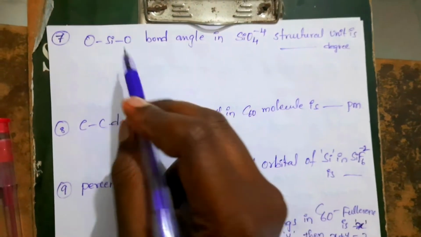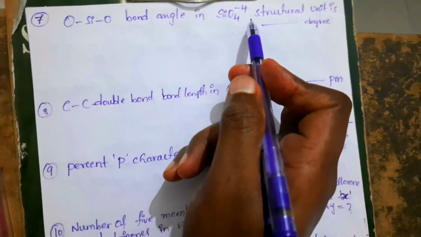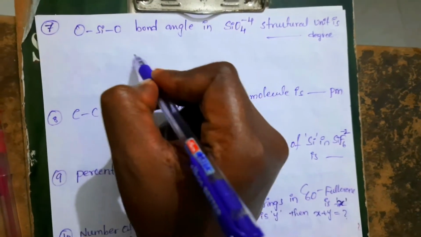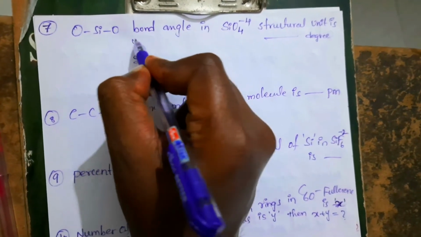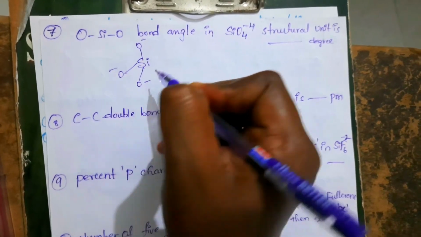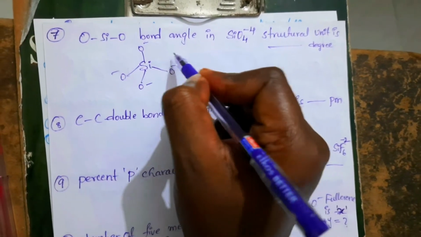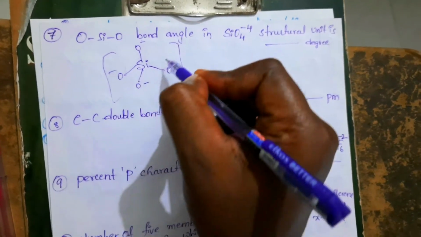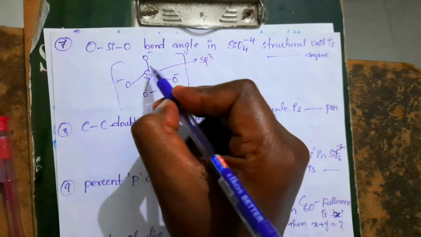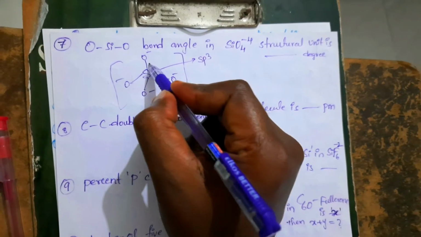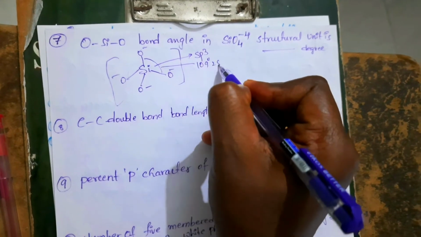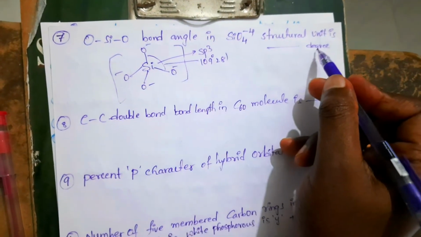Next one. The O-Si-O bond angle in the SiO4 4- structural unit. It is a silicate ion. In this case, the 4 oxide ions are surrounded by the silicon atom in a tetrahedral manner. So silicon participates in sp3 hybridization in a tetrahedral arrangement. The O-Si-O bond angle is 109 degrees 28 minutes. They are asking for the bond angle, no?